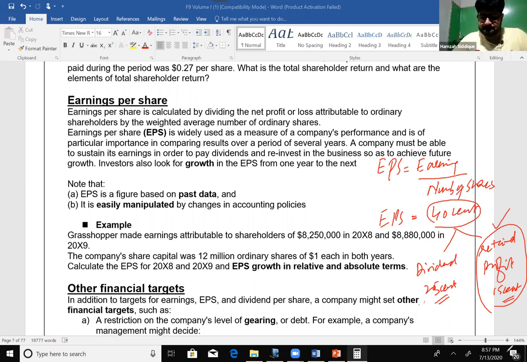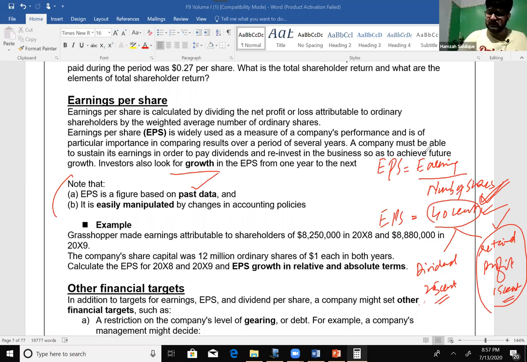Now, students, EPS is compared from year to year. It is also seen whether EPS is growing over the years or not, or it is the same. A growth in EPS indicates that the company is healthy and improving its performance. Now, there are some drawbacks. EPS is based on past data, not the future. And it is based on profits, which can be manipulated, by changing depreciation, provisions and accounting.